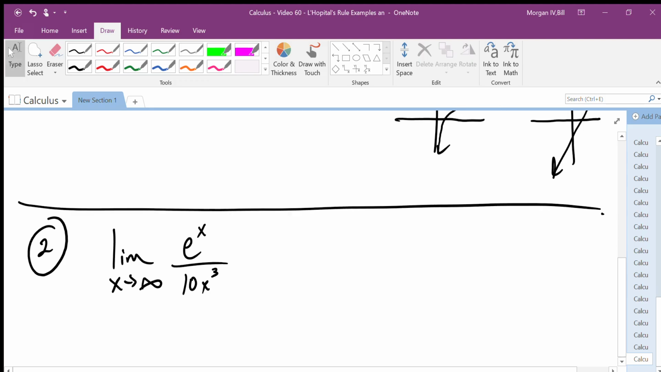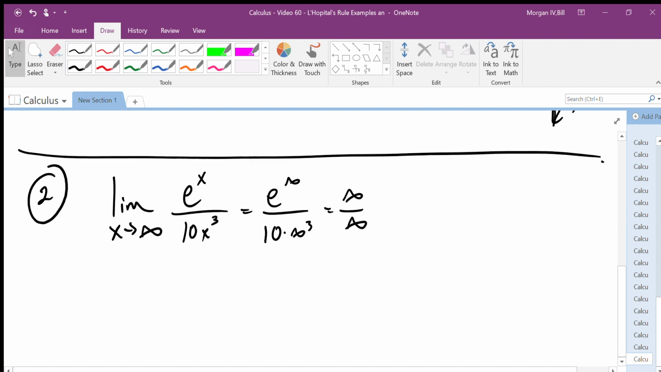All right, so first of all, if I just plug in infinity, I get e to the infinity, that's infinity, divided by 10 times infinity cubed, that's also infinity. And I get infinity over infinity, so I can use L'Hopital's rule. So L'Hopital's rule, we can use it. We get the limit as x goes to infinity.